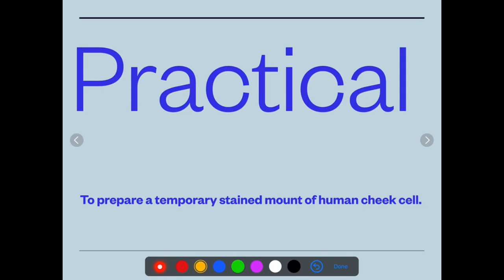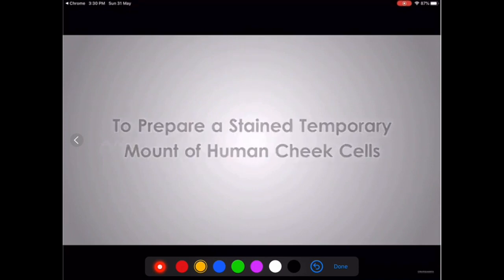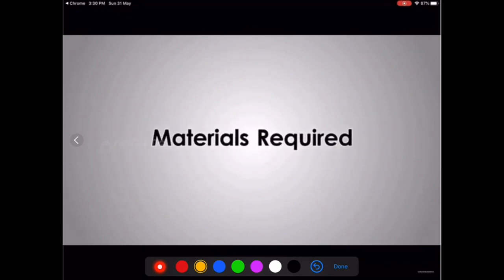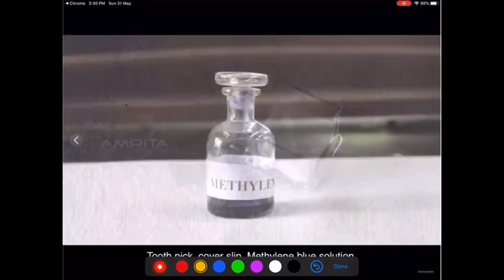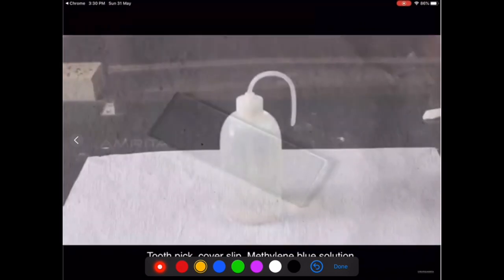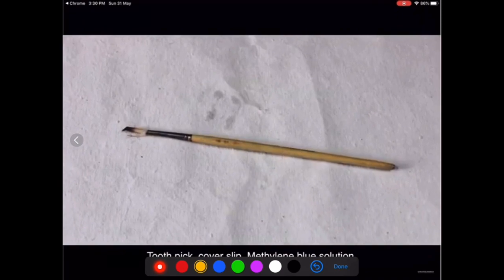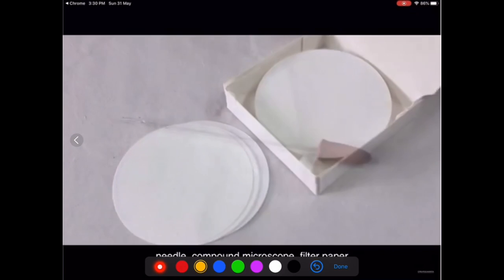Let us perform a practical which we started initially, and that is to prepare a temporary stained mount of human cheek cells. To do the experiment we require a toothpick, cover slip, methylene blue solution, glycerine, glass slide, distilled water, brush, needle, compound microscope, filter paper, and a dropper.